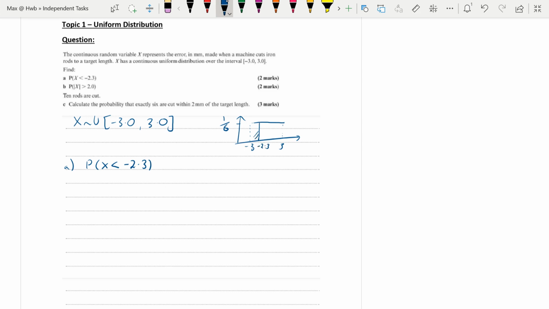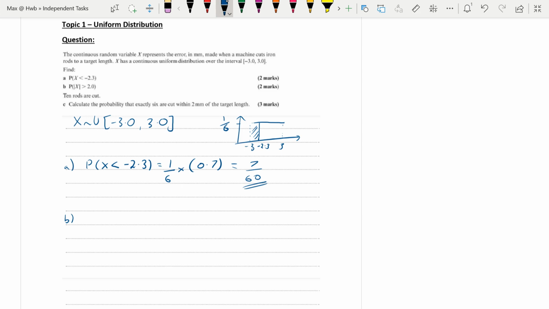I want this area by here. So I already know what the height is. The height's a 1/6. And I need to basically find out what the base is. So I want to know what's the difference between these two, which is going to give me 0.7 if I look at the difference between these two here. Okay, that is going to give me 7 over 60 as my final answer. Now, if you guys are using decimals, that's completely fine, but if we want to keep things more accurate, we are going to try and keep them as a fraction.